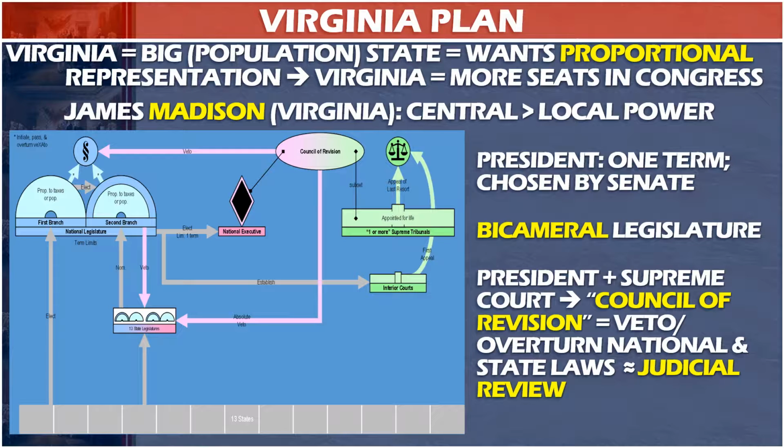They had more people, and therefore, under a proportional scheme, they would have more seats in Congress if it was based upon population alone. In addition, James Madison, who was from Virginia, favored more central authority over local power. There are several reasons for this. One was that he was frustrated with local state governments and he wanted to take power out of their hands.